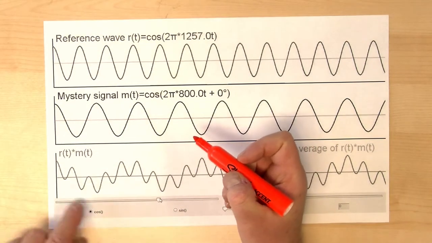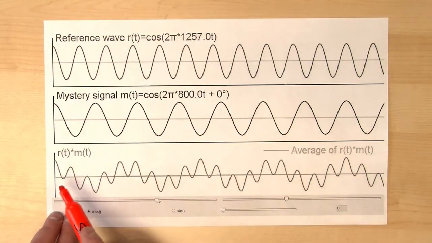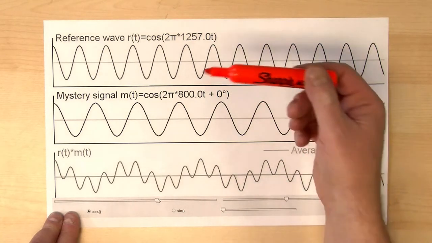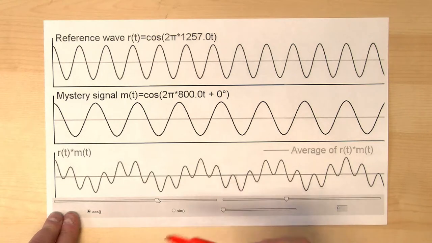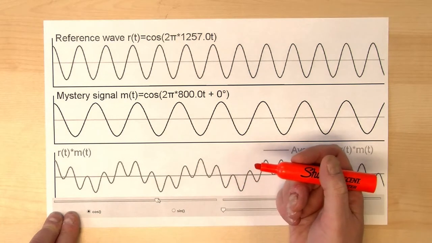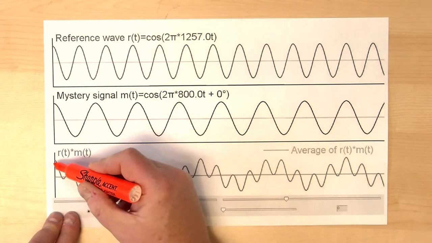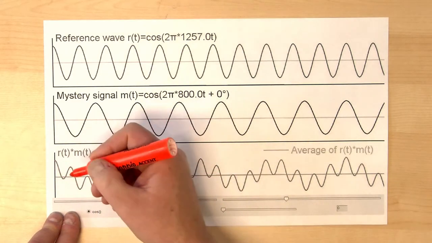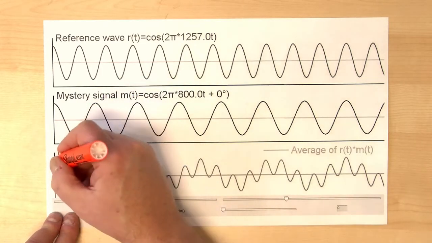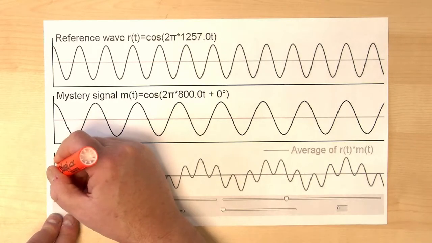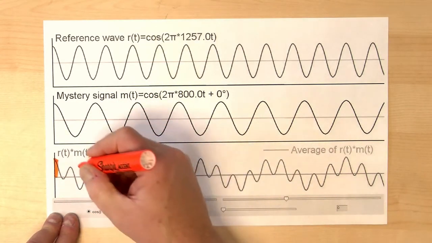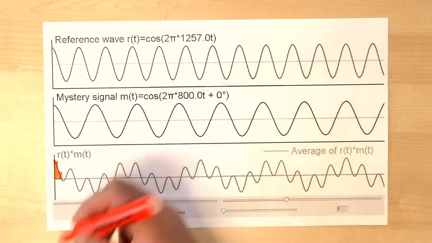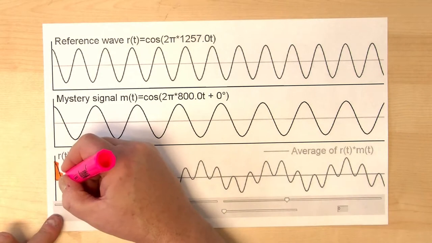In the computer simulation, you saw how we took the average of this multiplied waveform to give us an indication as to whether the reference wave and the mystery signal matched. And the way we get the average, because this is a digital signal, so it's not continuous as might appear in the printout, is for every sample value, we take its value and we add it up. So if there's a sample here, we take that value and add it to the total that we're going to take our average from. And then we take this value here, and then we have a negative value, and I'm going to use a different color.